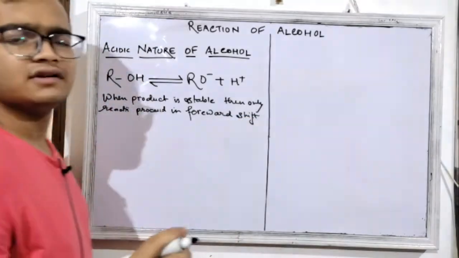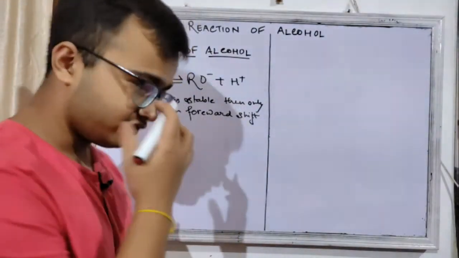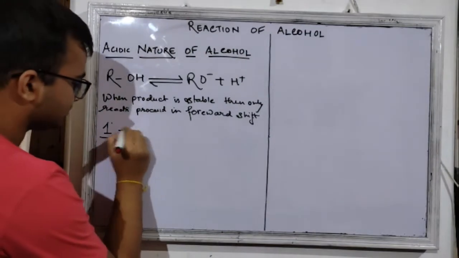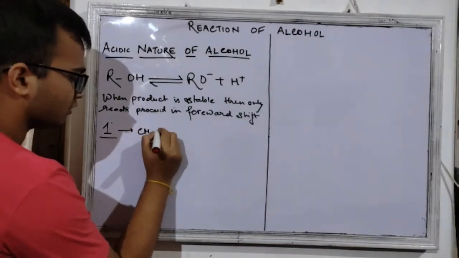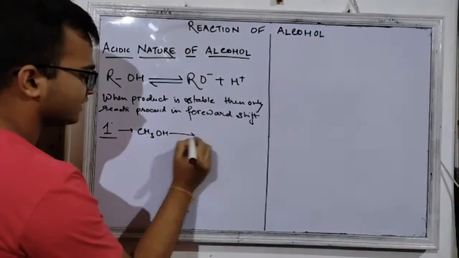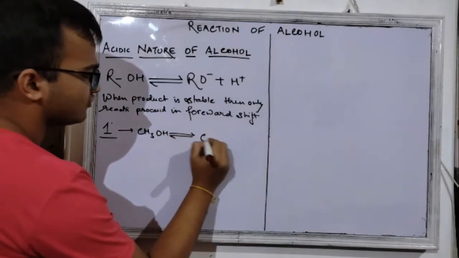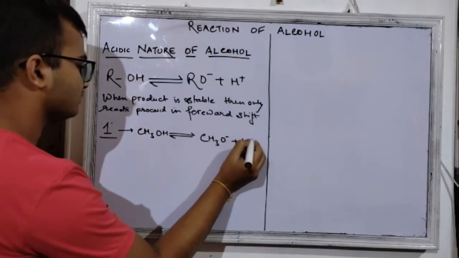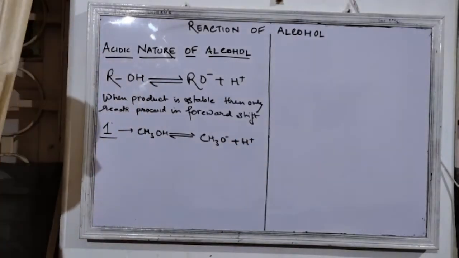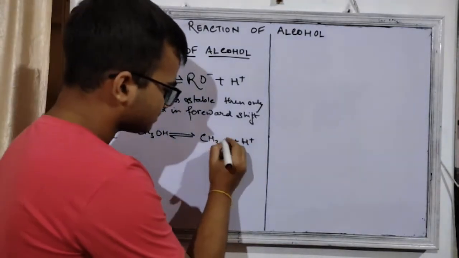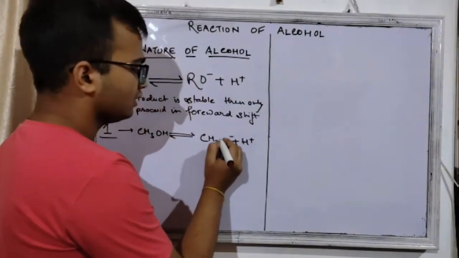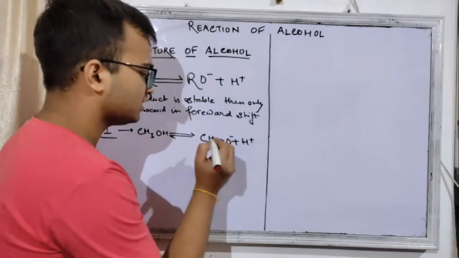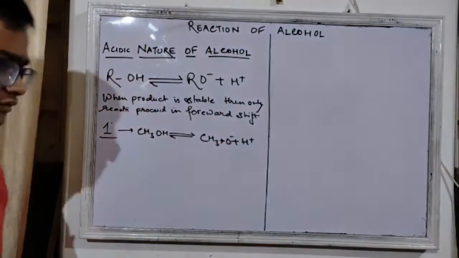Now if you compare the stability of 1 degree, 2 degree and 3 degree alcohol, when we take 1 degree alcohol, let us assume it is CH3OH. Now when it will dissociate, right, it will give CH3O minus plus H plus, right? Now we know CH3 is a plus I group, right? That means it will push the electrons towards O minus, right?